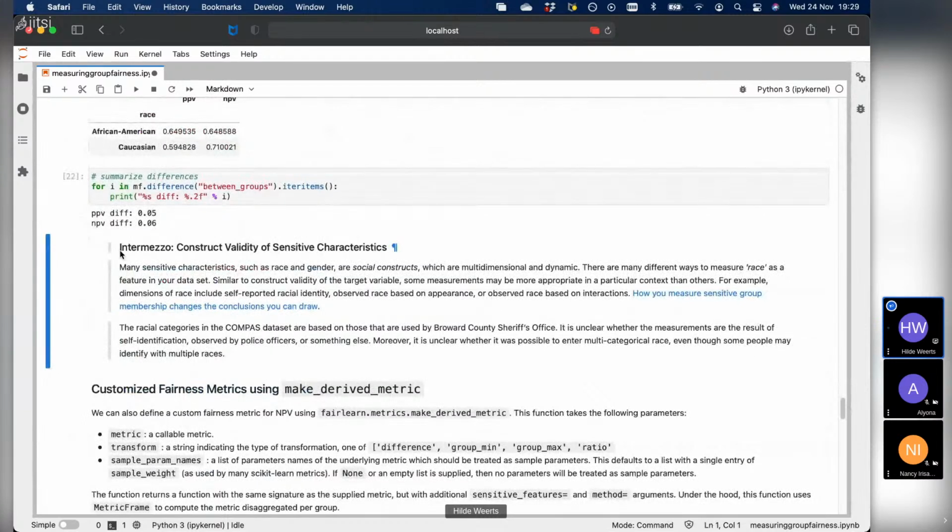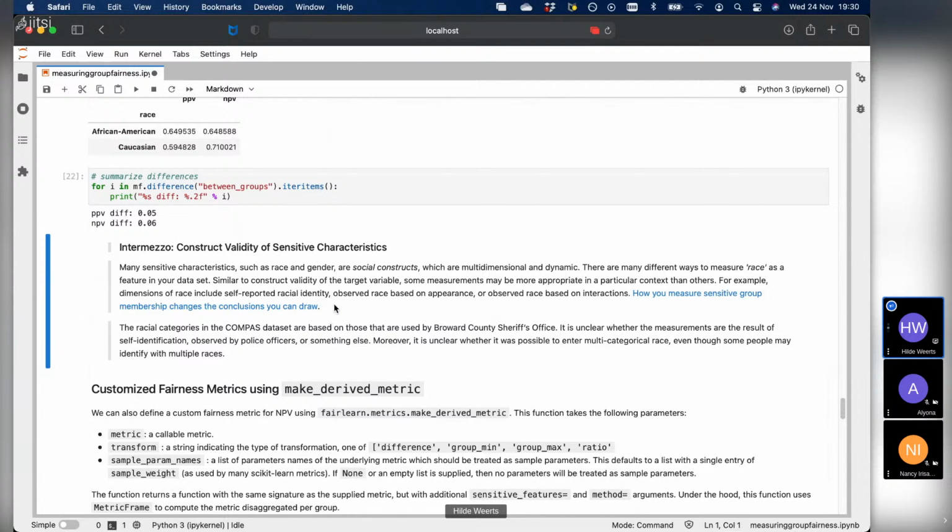Another intermezzo thing that I really want you to think about in the future. I've talked a bit about construct validity of the target variable so far, but something that is often forgotten is this idea of construct validity, but then of the sensitive characteristics. So in this data set, we have measured race as the specific categories, just the ones that were used by Broward County Sheriff's Office. But it's very unclear how these measurements were obtained. Is this some form of self-identification? Is this race category based on what's observed by police officers, or maybe something else? It is also unclear whether it was even possible to enter multiple categories for race, even though people might very easily identify with multiple races.